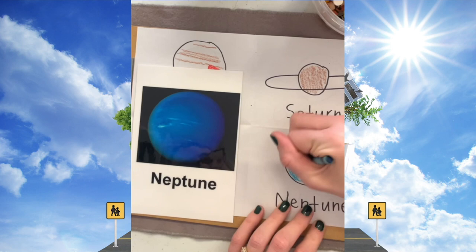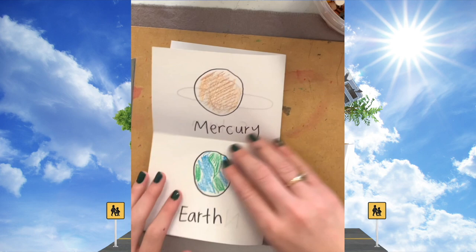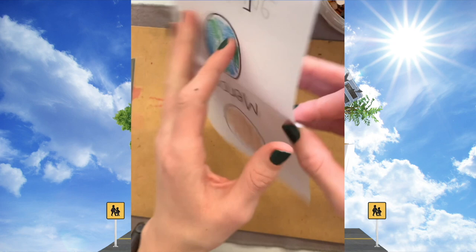So now you have a little guidebook of the planets. You can sing our song to it. You can add some of the facts that we learned to your book. But now we all have a little planet book that we can use to identify the different planets.